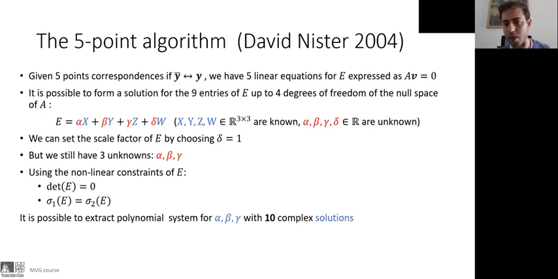So if you compute the essential matrix by the 5-point algorithm, you should only consider the real solutions. So you don't know how many real solutions you will get, but it will be at most 10, because there are always 10 complex solutions for this polynomial system.